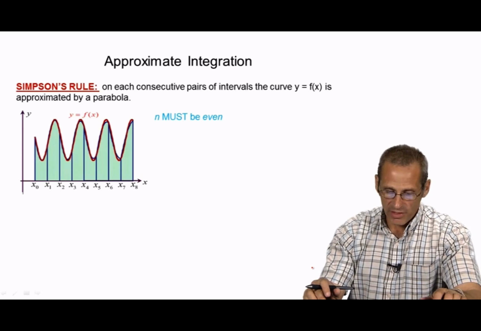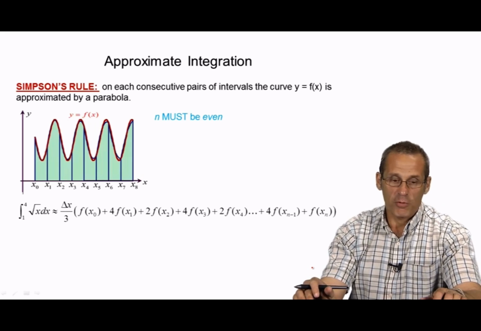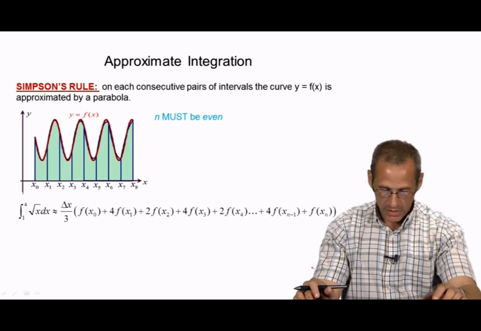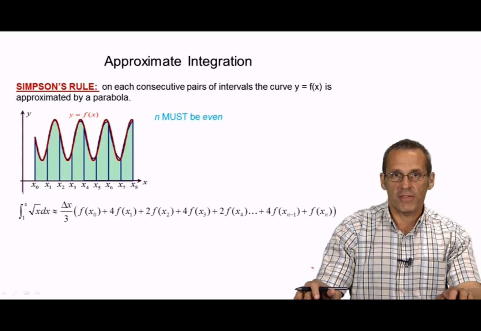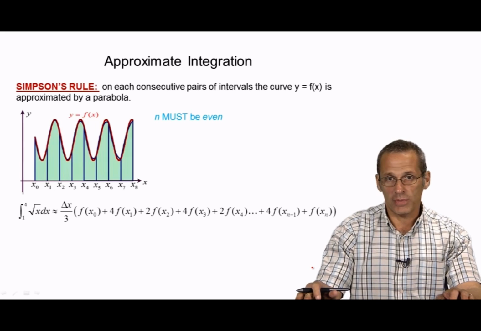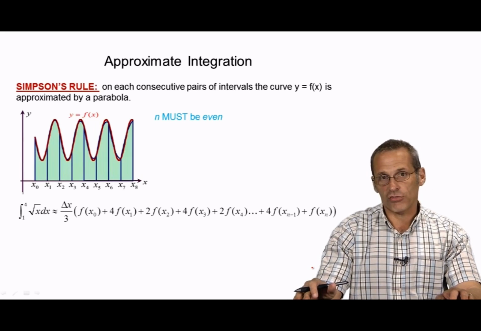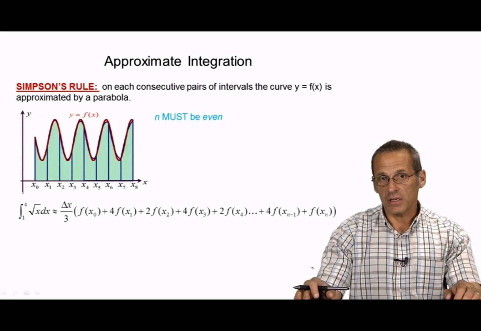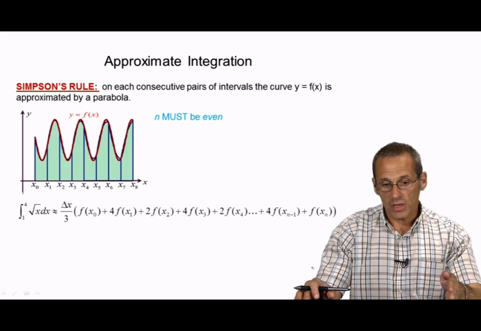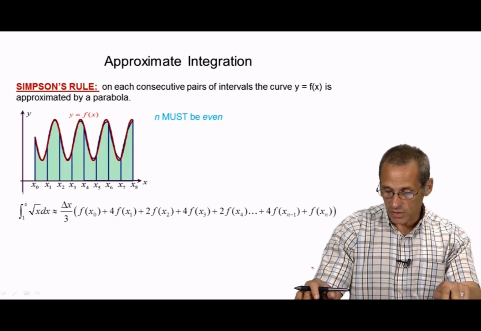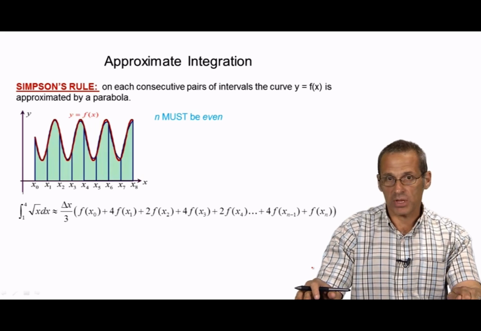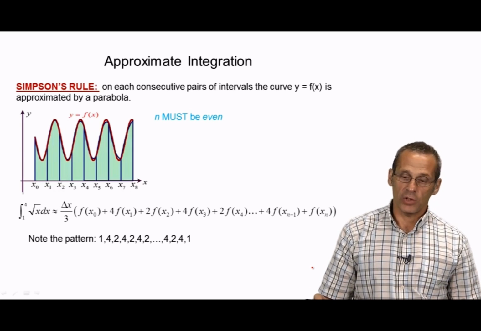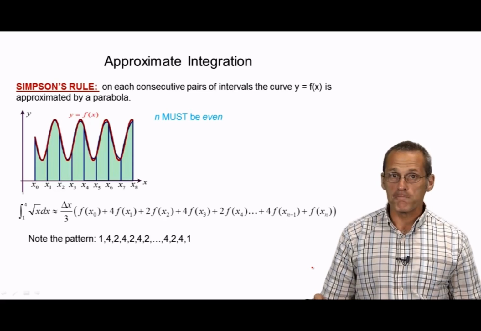To use this particular method, n must be even, and the actual formula is given by delta x over 3 times f of x0 plus 4 times f of x1 plus twice f of x2, and then the pattern continues: 4 times f of x3, twice f of x4, plus dot dot dot, and eventually you come to the endpoint, 4 f of x sub n minus 1 plus f of xn. The pattern is 1, 4, 2, 4, 2, 4, 2, and you continue until you come back to 4 and then 1.